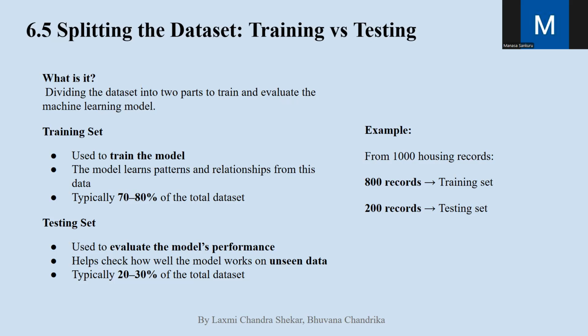Just understand that this is where the data set will be split, after model selection. The training set is used to train the model; it learns patterns and relationships from this data, typically 70 to 80%. The testing set is used to evaluate the model's performance. Performance in the sense how well our model is going to do. It helps us check how well the model works on unseen data. While learning, our model only saw these 800 examples. It didn't know these 200 examples, right?